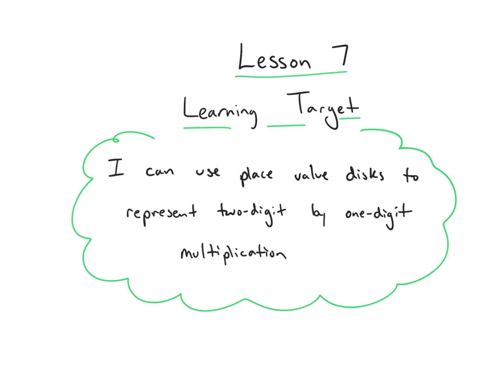This is a video lesson for Module 3, Lesson 7. The Lesson 7 learning target is I can use place value disks to represent 2-digit by 1-digit multiplication. So we're going to be using the place value chart and disks on the place value chart to show how we can multiply a 2-digit number by a 1-digit number.